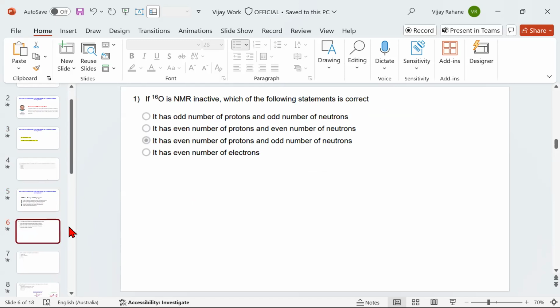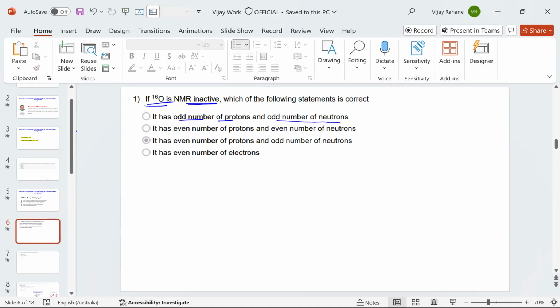So the first problem is: if oxygen 16 is NMR inactive, which of the following statements is correct? This will be an interactive type session. If you know the answer, you can tell me in between. They have given four statements. The first one is: it has odd number of protons and odd number of neutrons. This is the first option.